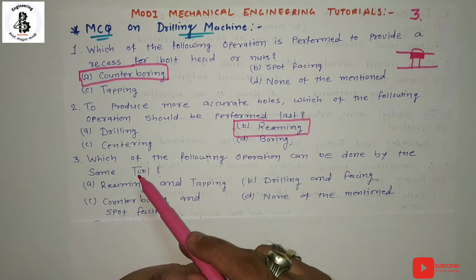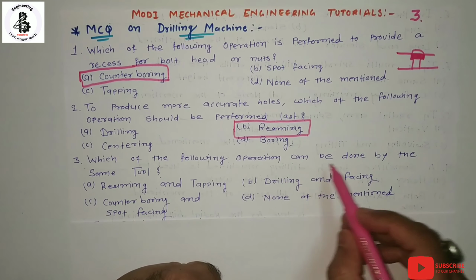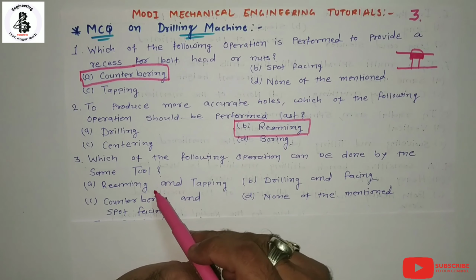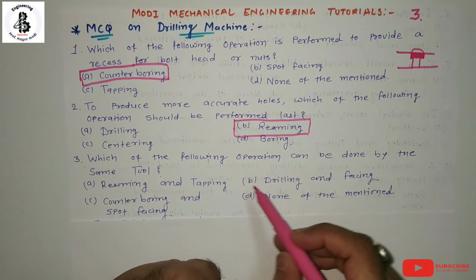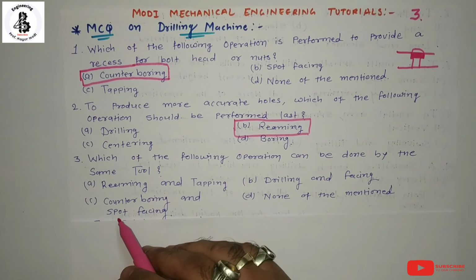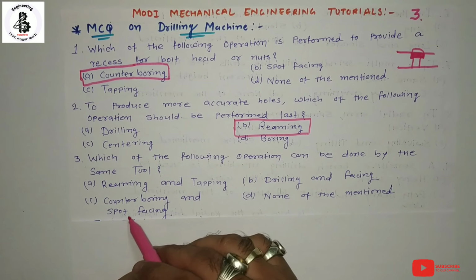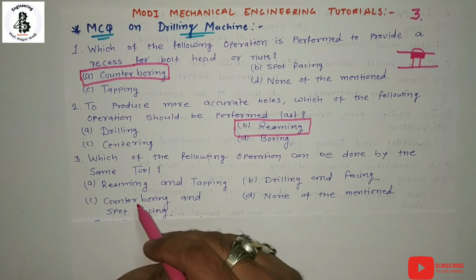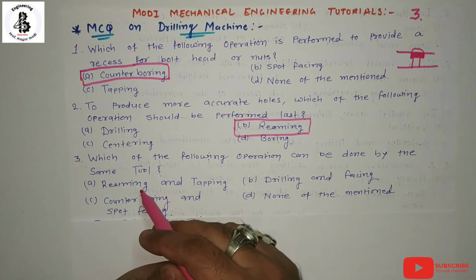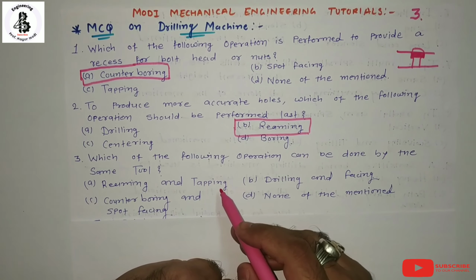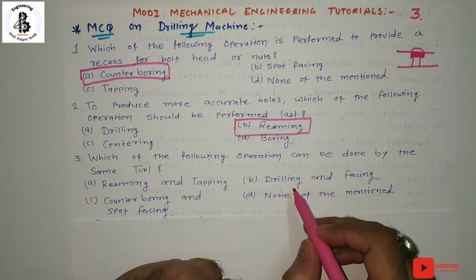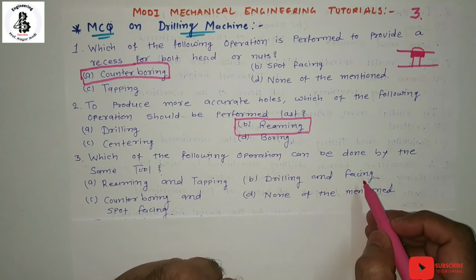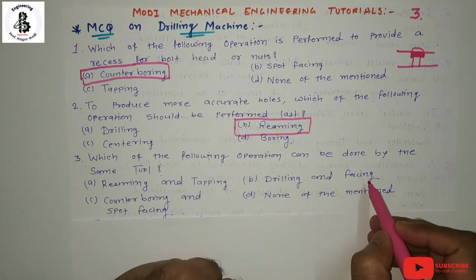Then next question. Which of the following operations can be done by the same tool? Option A, reaming and tapping. Option B, drilling and facing. Option C, counter boring and spot facing. And option D, none of the mentioned. Option A: reaming is performed lastly for surface finishing, and tapping is generally used for making internal threads, so not possible. Option B: drilling is used to make a hole, and facing is used for facing operations, so it is also not possible.